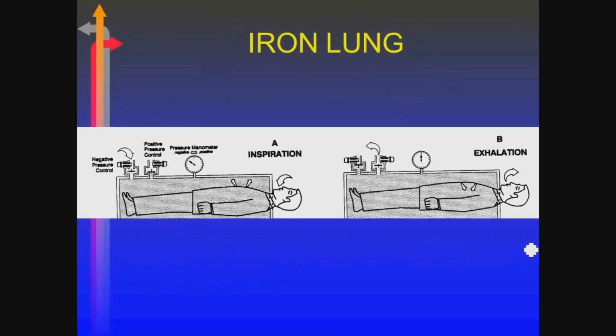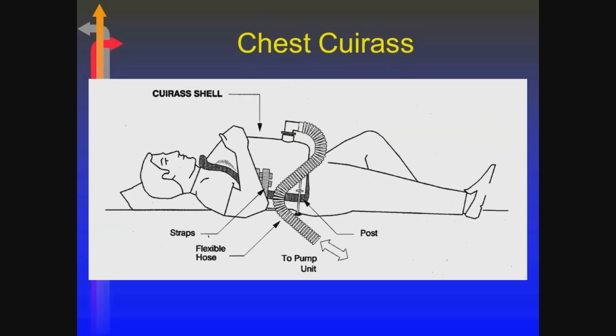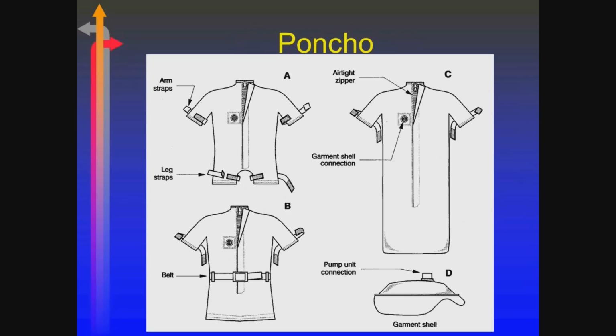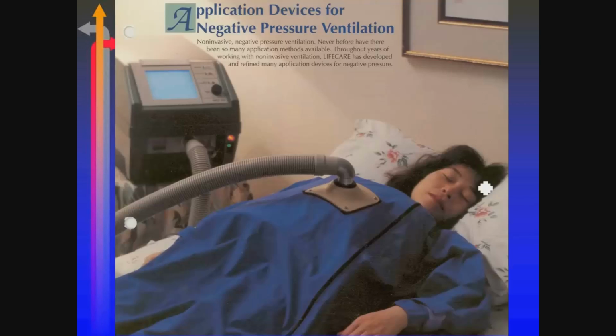So here I have this again, the negative pressure. You can see the negative pressure being created here. And the air goes in, goes back to zero, and the patient exhales. Same idea with the chest cuirass or the poncho. To me, the poncho is ridiculous, but hey, you look at anything you can, especially on a patient who you want to send home. You want to do it non-invasively, these are your other options.